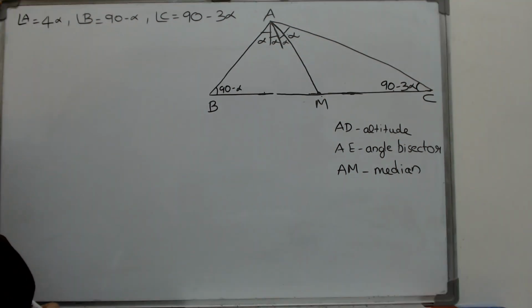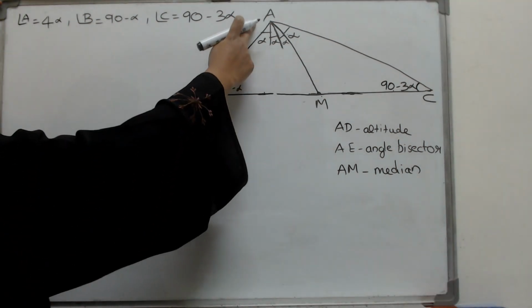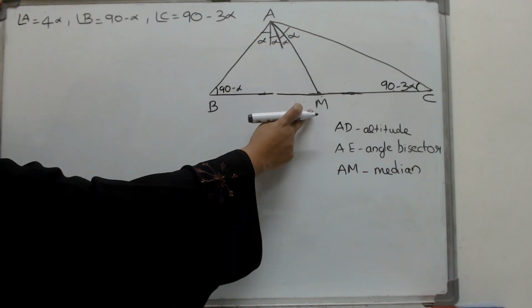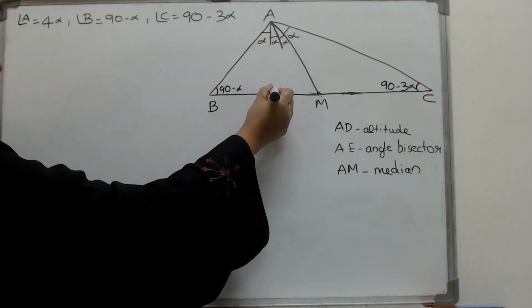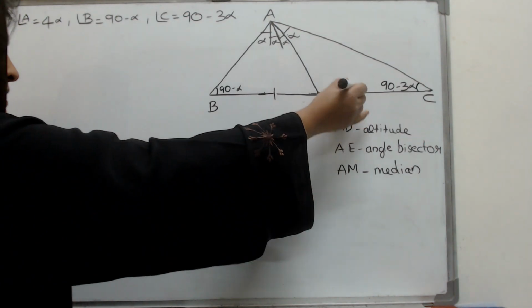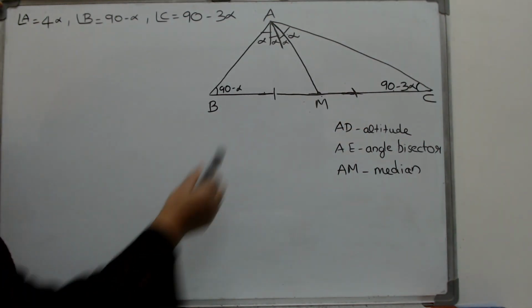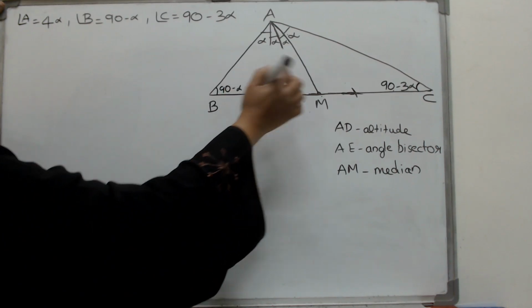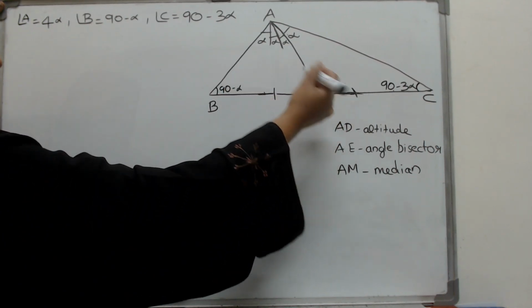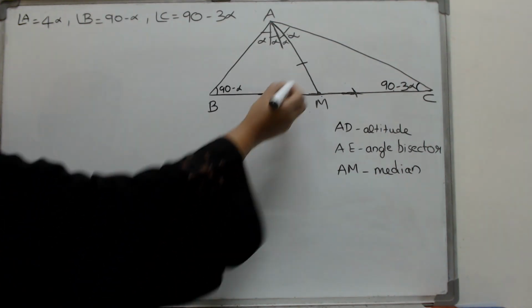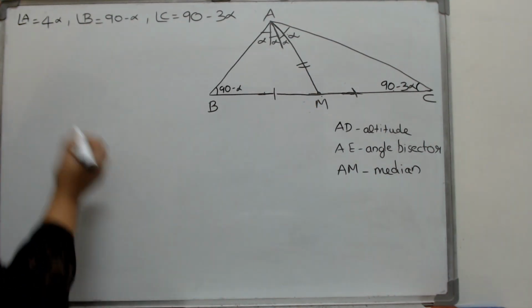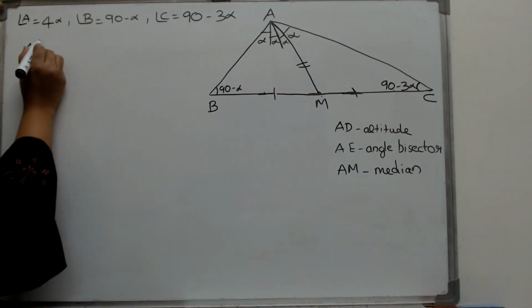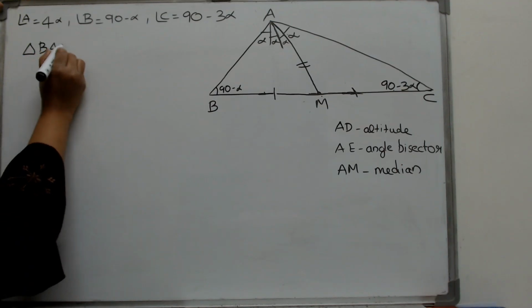Now what does a median do? It connects a vertex to the midpoint of the opposite side, which means BM and MC are equal to one another. Now if you look at these two triangles separately, you will see that these two sides are equal and it also has a common side AM. So now let us start with triangle BAM.